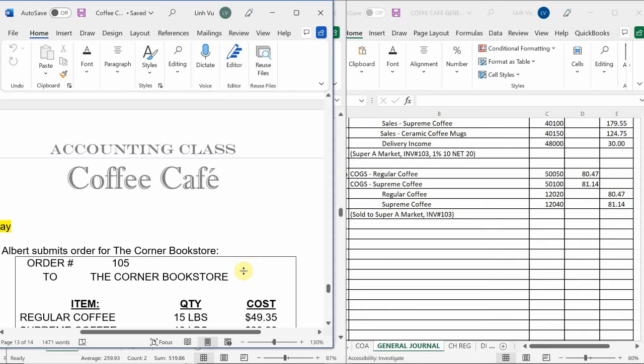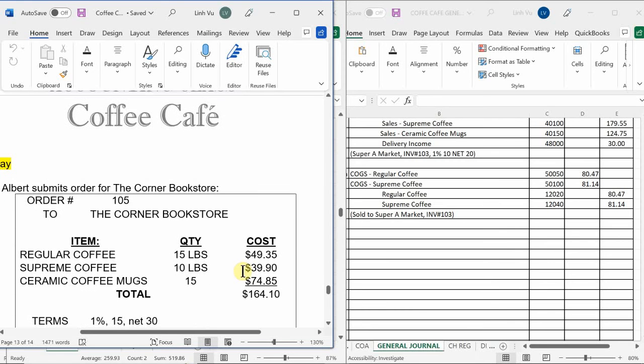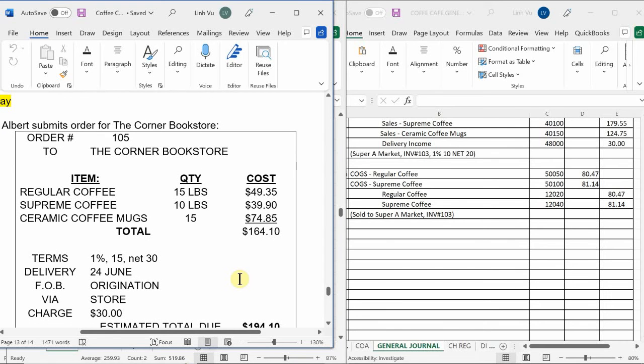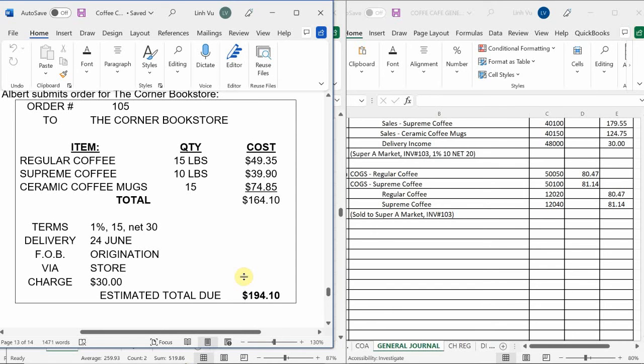Albert then submits another order for the corner bookstore. This time it is for sales order 105. He's looking into buying 15 pounds of regular coffee, 10 pounds of Supreme coffee, and 15 coffee mugs. We charged him a total of a $30 delivery fee. Because this is a second order, we didn't require any down payment or any payment at time of delivery. So we gave them full terms of 1%, 15, and 30. So in this case, what do we do with this here? We're expected to deliver on the 24th of June.